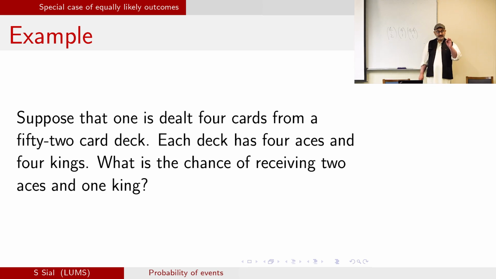And then every one of those 4-card hands is equally likely. So how many are there? There are 52 choose 4 4-card hands. So we divide by 52 choose 4.